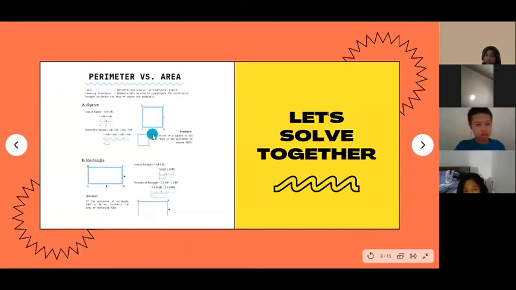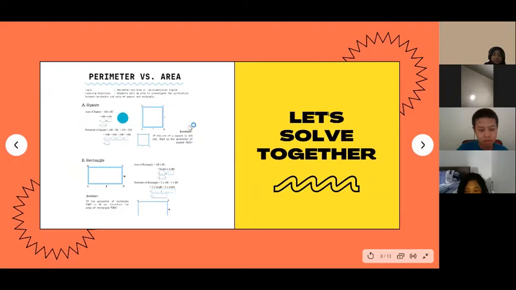How about area? Area is the size of a surface. You should multiply the length of the side of a square, and that's also for a rectangle, but you have to multiply the length and also the width.